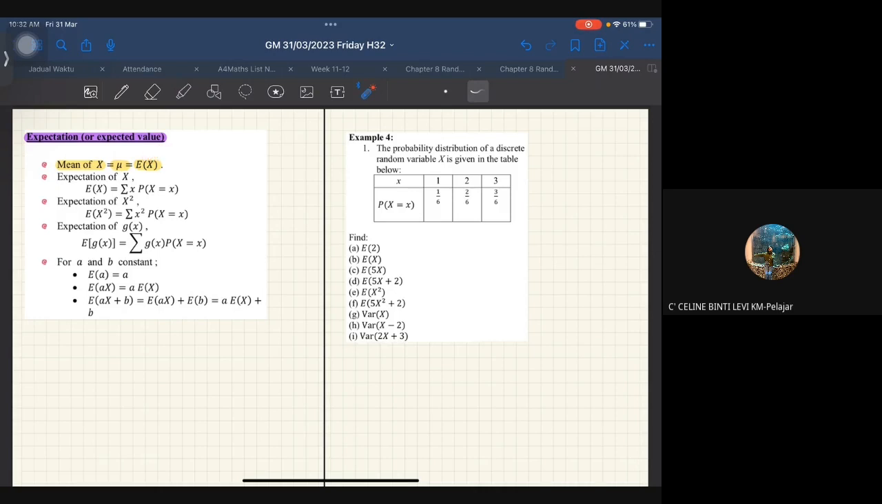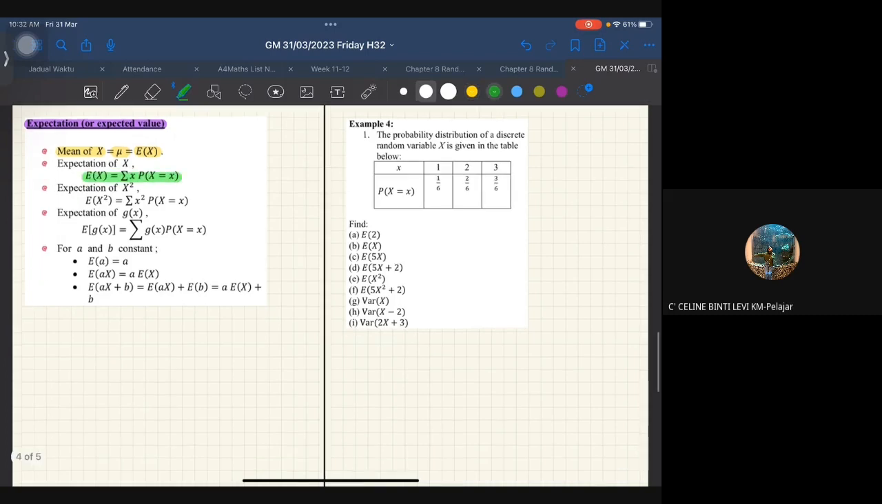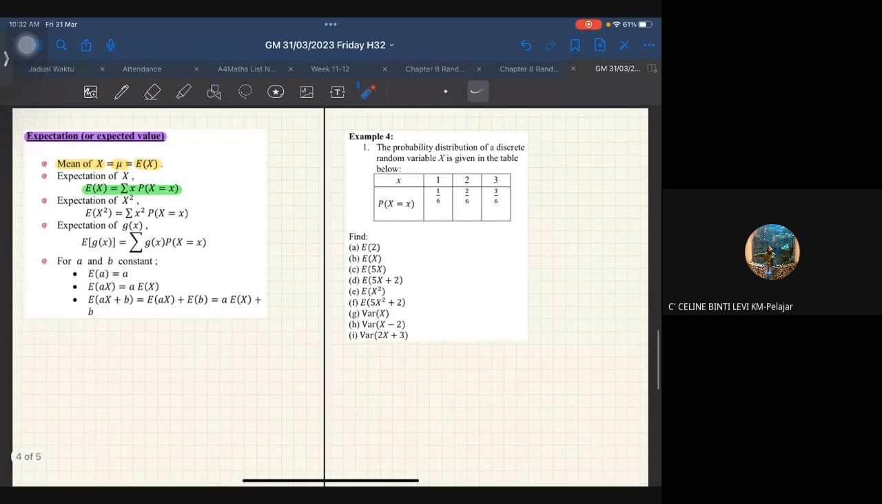Okay, so the formula that we are going to refer is this one. Ini adalah formula yang kita akan guna. So apa maksud formula ni? Kalau awak tengok kita ada summation. Summation maksudnya hasil tambah. So hasil tambah apa? Hasil tambah X yang didarabkan dengan dia punya probability.